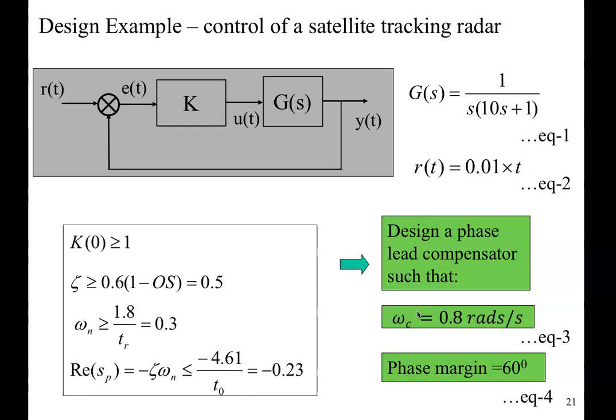Okay, so bear that in mind. Equation 3 defines the required crossover frequency. Equation 4 defines the required phase margin for the closed loop. Gs in equation 1 is the transfer function of the plant. Okay, it does not include the Ks.